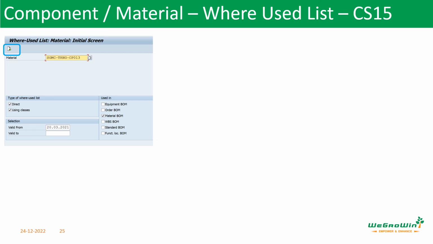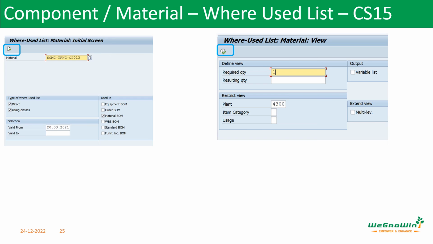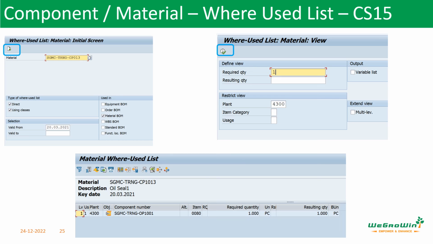Here the transaction CS15 is used. By entering this transaction, put in these materials and then click to go to the next stage, the button shown here. Then we go here to see the required quantity. For example, with this component, with this number of this component, what are the products we can produce and how much quantity can we produce, that we can see. So enter this required quantity 7 and execute the report. When we execute it, we see the result here.